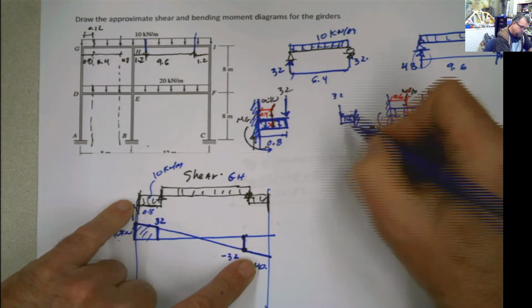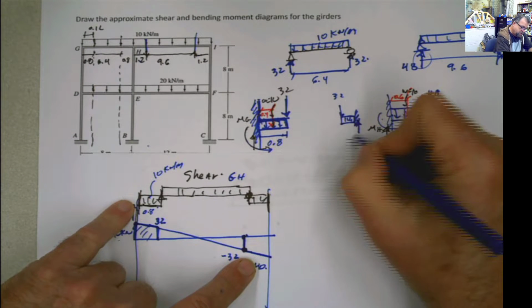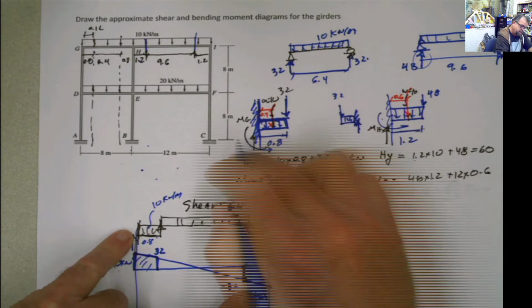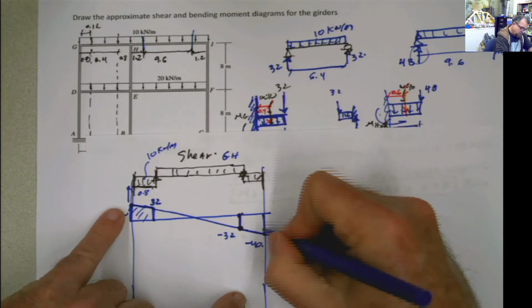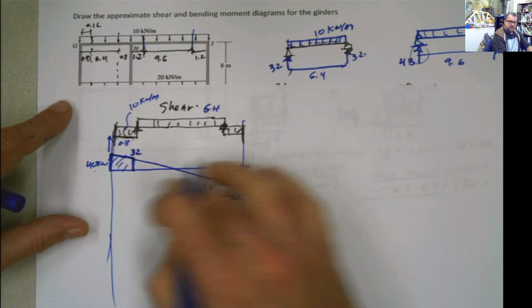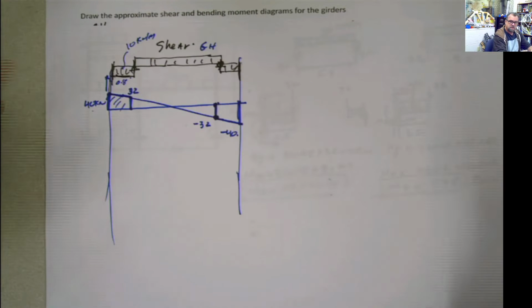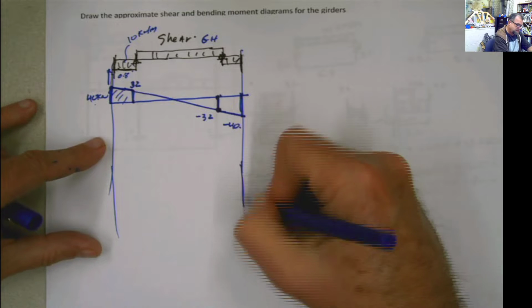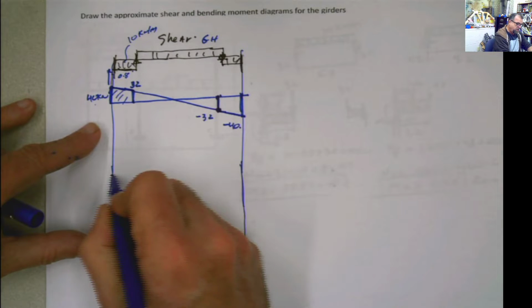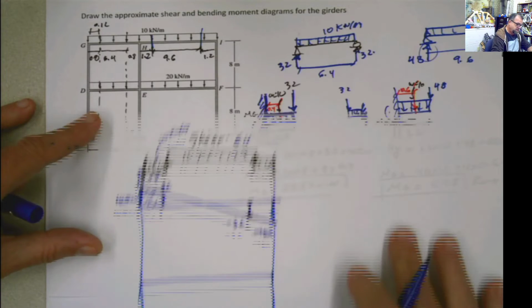And at the end of the support, I'm going to have the reaction, which is the same reaction as in this end, because everything is symmetric, and it's going to go back to 0. And that will be the shear for this beam. It's the same thing that we have been doing in statics forever and ever. Now you come here and you do the moment, same thing.